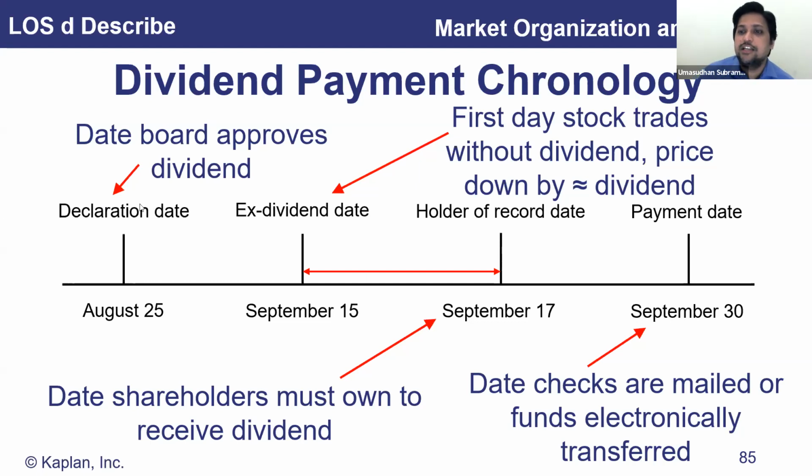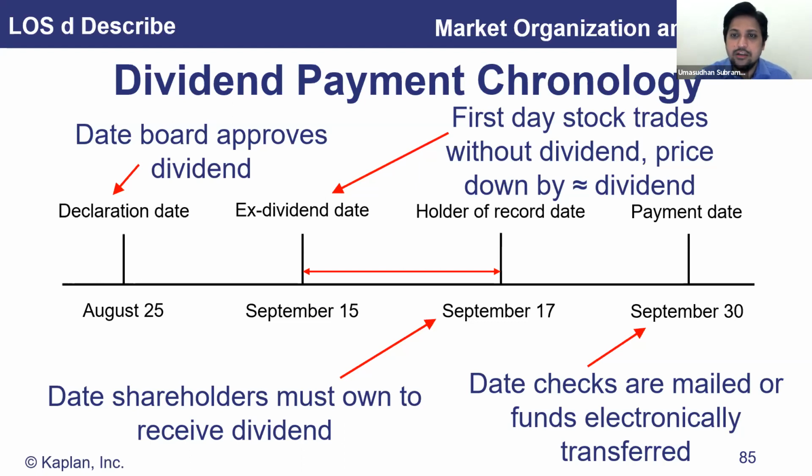A declaration date is the date at which the board approves a dividend and the dividend is declared, right? Which means the date of declaration, when the board is proposing and approving a dividend, is, let's say, August 25th. Now, ex-dividend date, holder of record date. In some jurisdictions, the ex-dividend date and the holder of record date are one and the same. But in some jurisdictions, they are two different dates, but very close to each other.